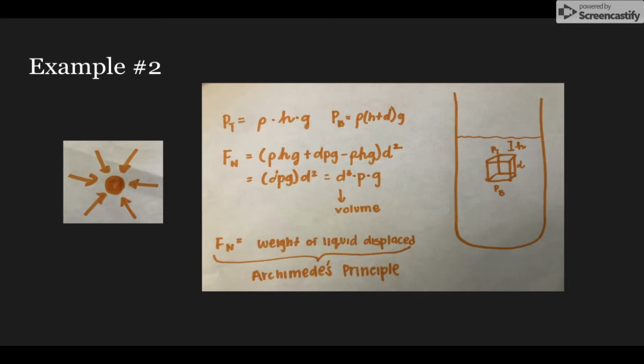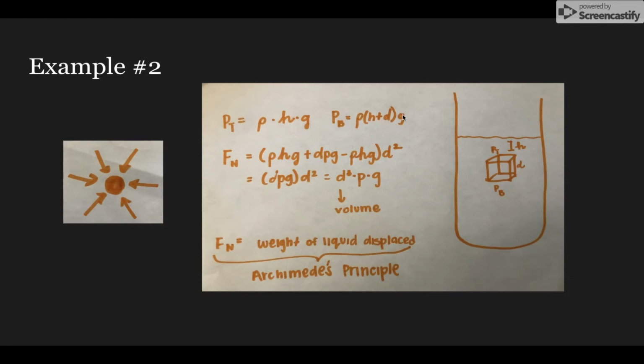So after some algebra, that was kind of confusing. After some algebra, you can get that the pressure of the top is the density times this height right here times gravity. And then the pressure on the bottom is the density times the height times this distance right here of the cube. So that this is its total distance from the top times gravity.